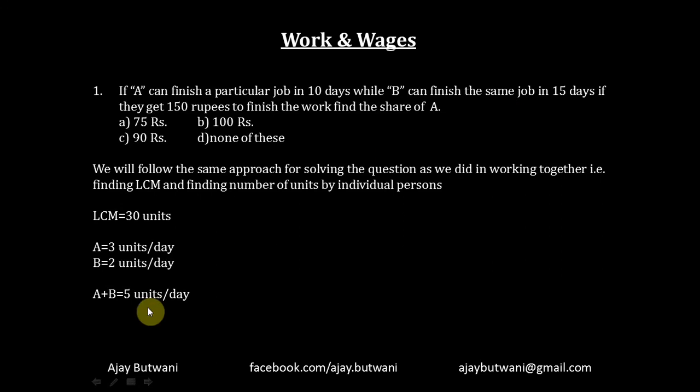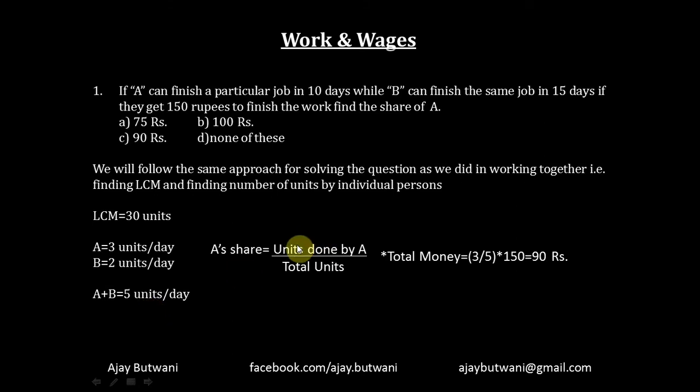After this, you are supposed to do one simple thing, that is A's share is going to be the units done by A upon total units into total money. Now here I can see A is doing 3 units per day. Total units done by A and B are 5, and the money is 150. So A would be getting 3 upon 5 into 150. Similarly, B would be getting 2 upon 5 into 150. Simple. Let us solve one more question based on works and wages.